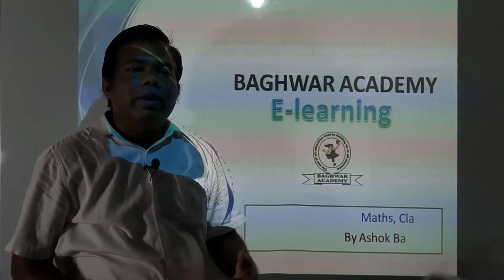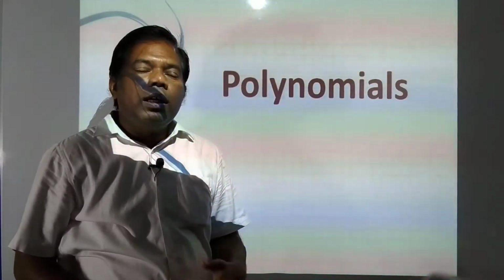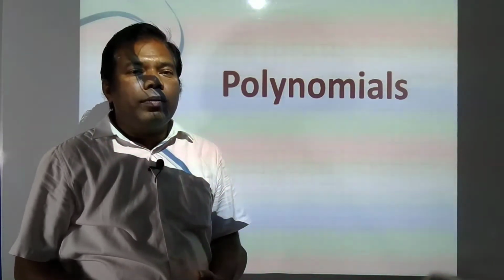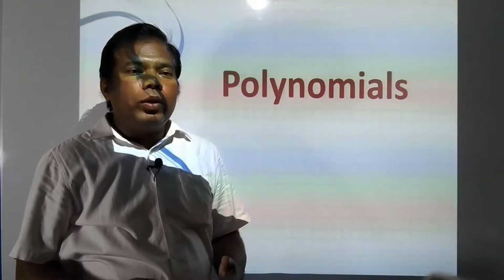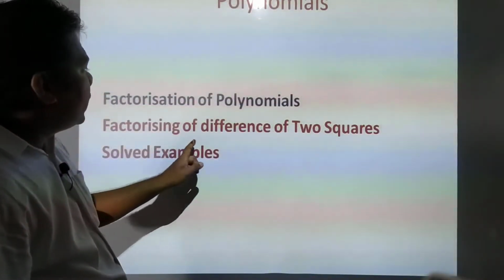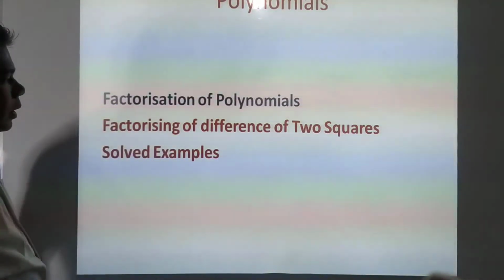As we have been doing polynomials, and under polynomials we had started factorization. Last day we had completed exercise 3a. I hope you must have done it in your notebook. Today we will see factorizing of the difference of two squares and a few solved examples. So let's start.